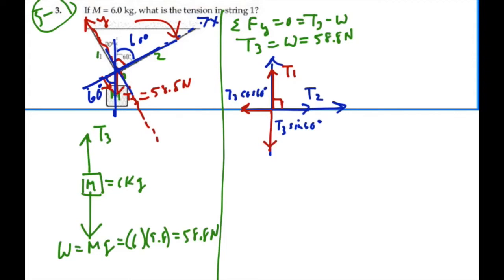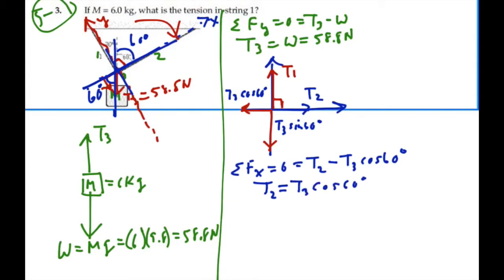So we can see by this setup that the summation of the forces in the x direction should be equal to 0. That's equal to tension 2 minus tension 3 cosine 60. So I would say that tension 2 is equal to tension 3 cosine 60, which is 58.8 times 1/2, or 29.4 newtons.